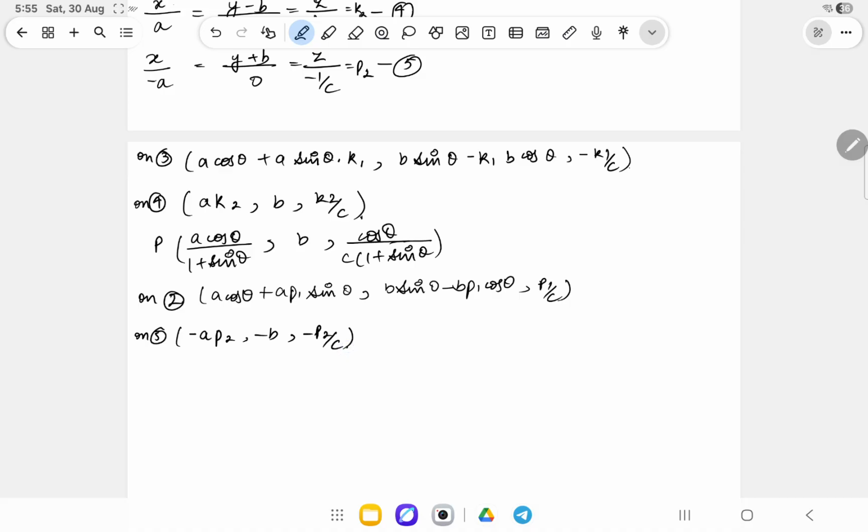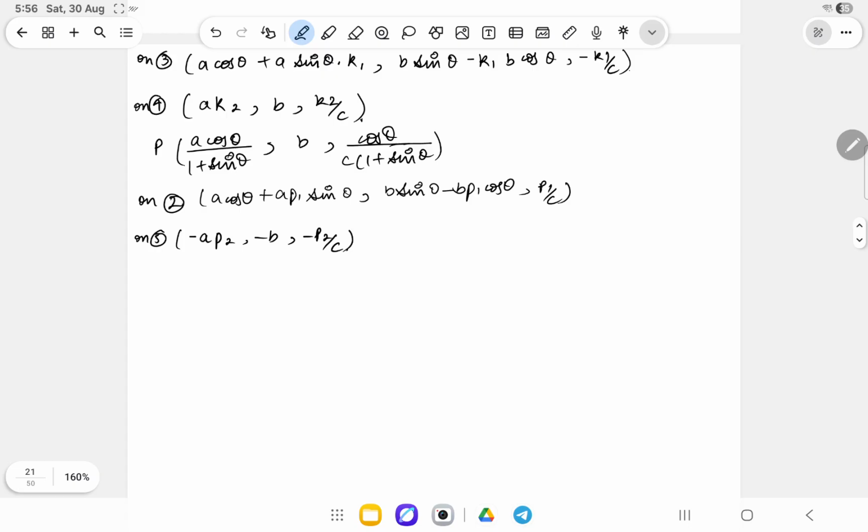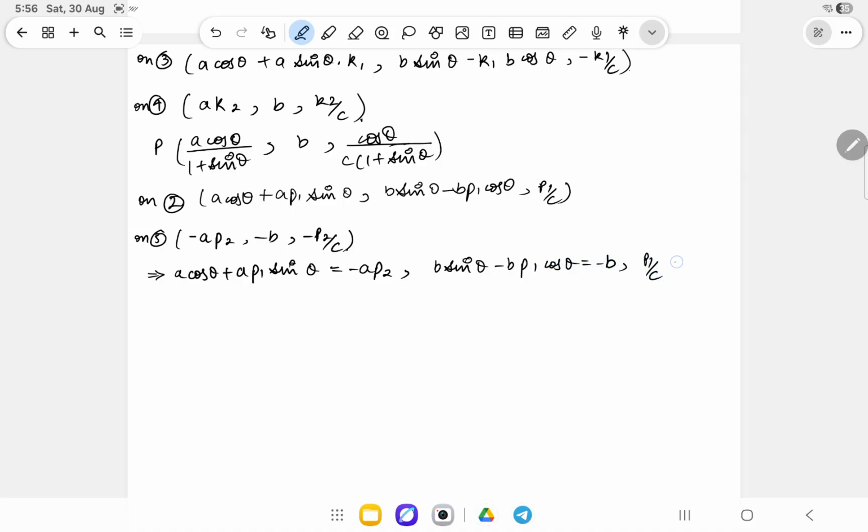So if these two are intersecting, then there must be a common point between them. So we'll just equate these two and solve for the values of p1 and p2 and we'll find the intersection point. If I do so, I'll be getting a cos theta plus a p1 sin theta is equals to minus a p2, and b sin theta minus b p1 cos theta is equals to minus b, and p1 by c is equals to minus p2 by c. So if I solve, I'll be getting p1 is equals to minus p2.